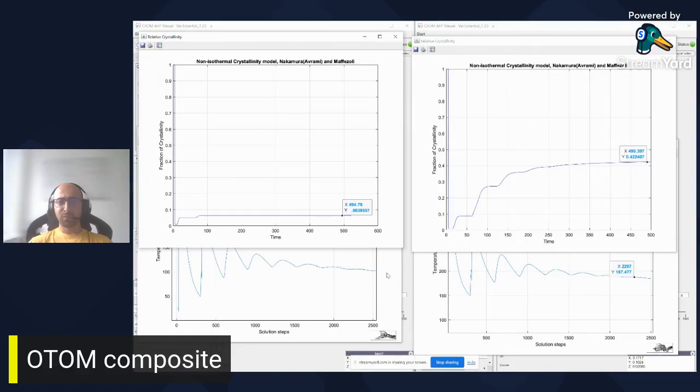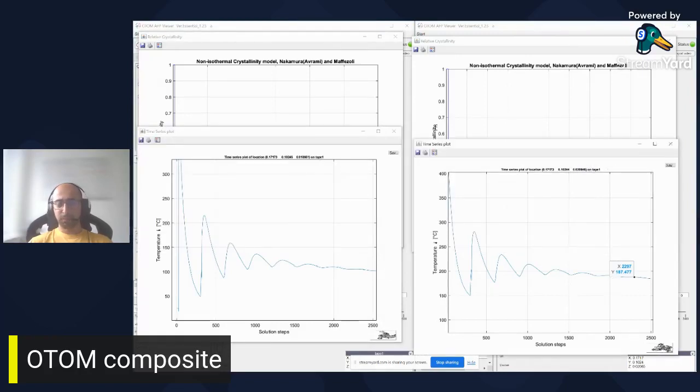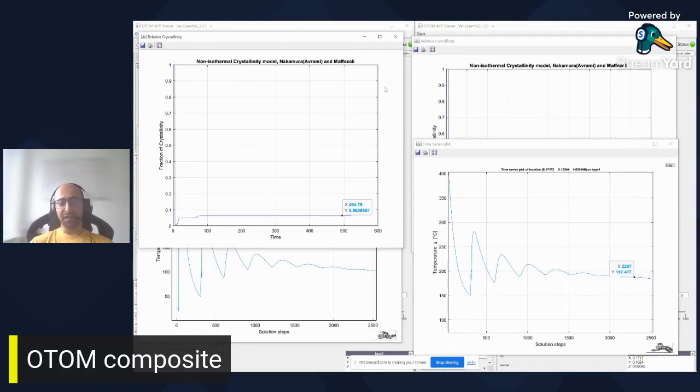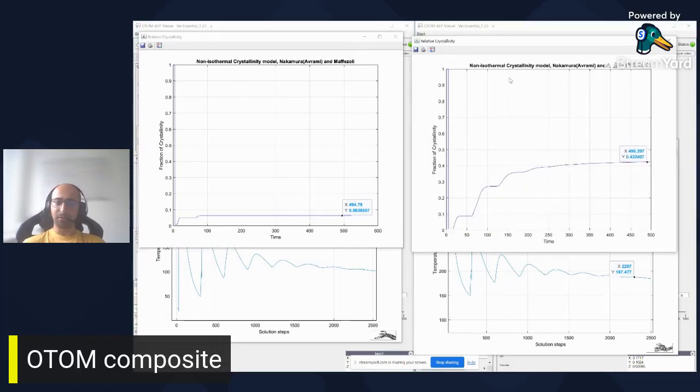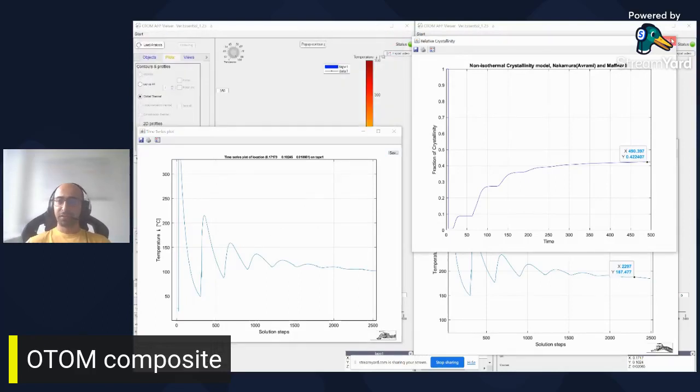So it becomes more interesting now. This is tape 1 and tape 1. But how about the next ply tapes, like tape 2, 3? Would the crystallinity evolution be like this one or not? This is a question that we will have a look at here. So we will close this window.